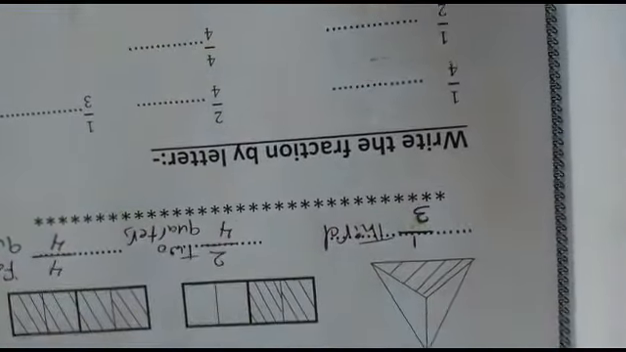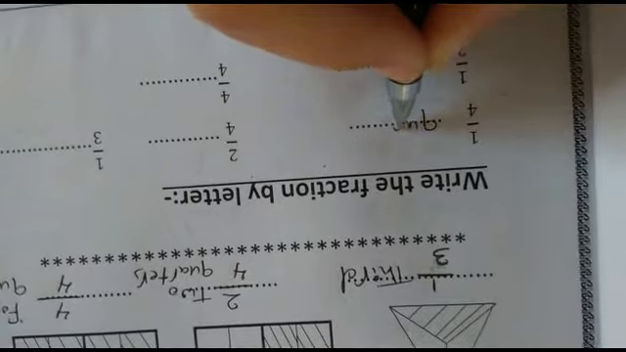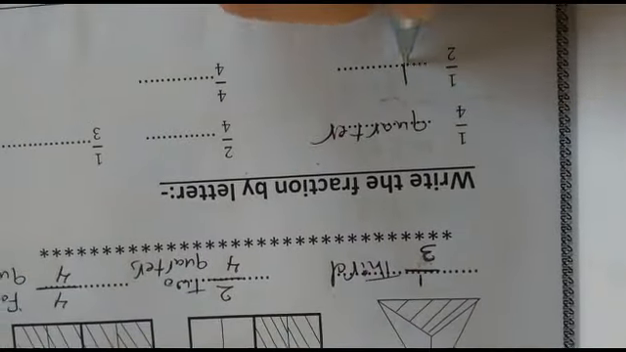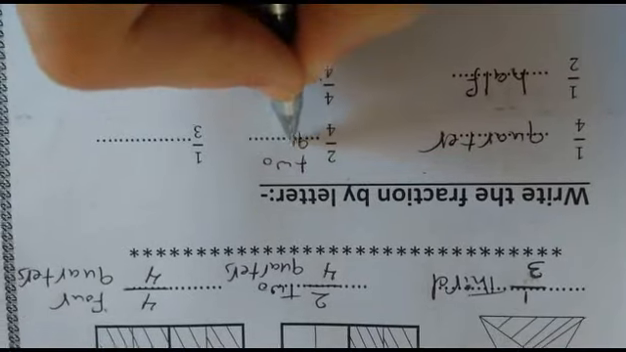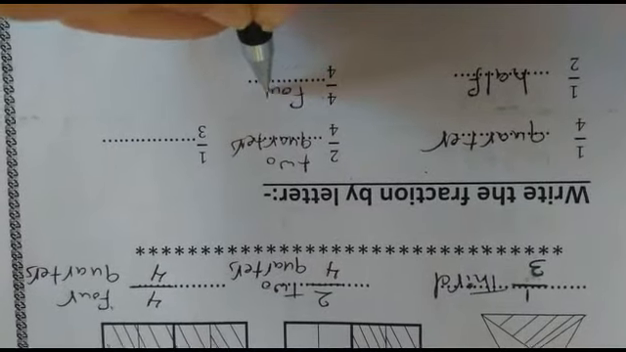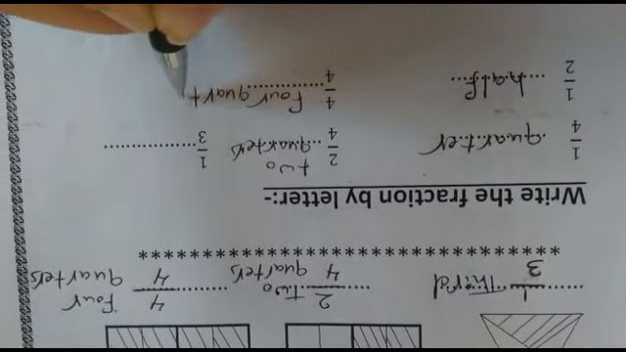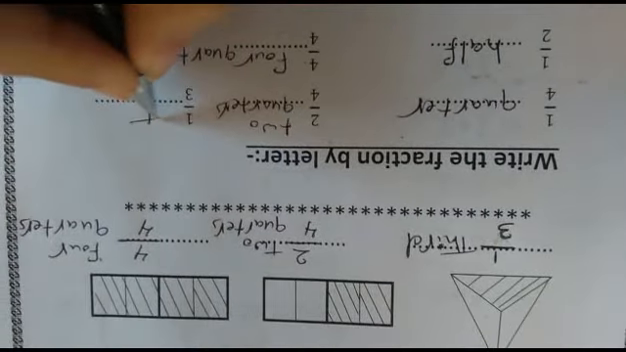The next question, write the fraction by letter. This is what? This is quarter. This what? Yes, excellent, junior 1, half. And here, this is what? 2 quarters. And this, 4 quarters. And the last fraction here, what? Yes, third.